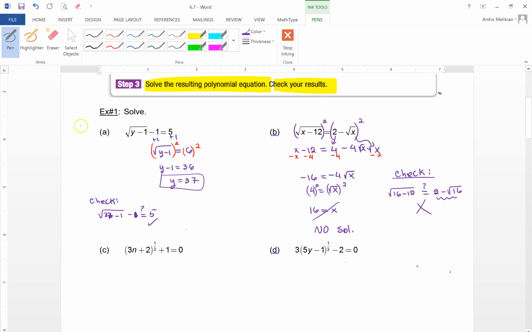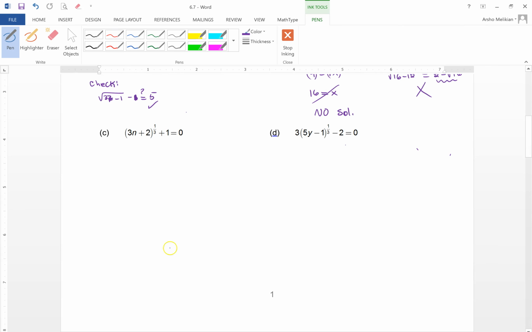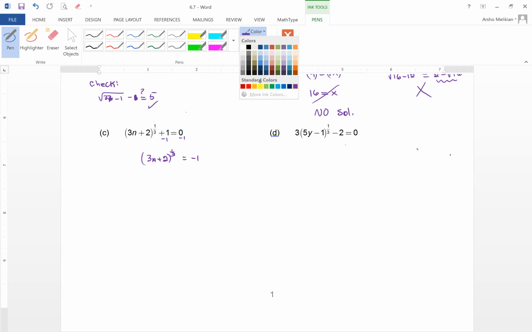All right, let's take a look here. Again, I'm going to isolate the power here. So I'm going to subtract 1. And I get 3n plus 2 to the power of 1/3 equals negative 1. Now, if it has a fractional exponent, to get rid of it, what I want to do is raise it to the power of the reciprocal. So raise it to the power of 3.